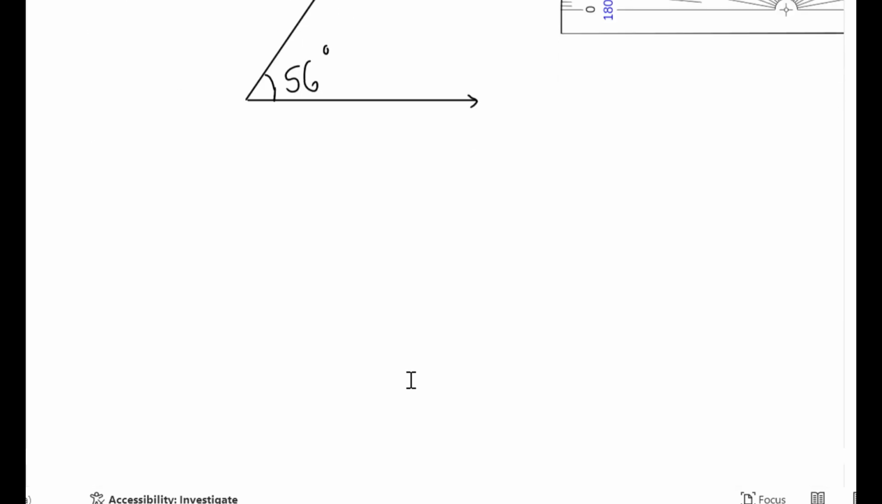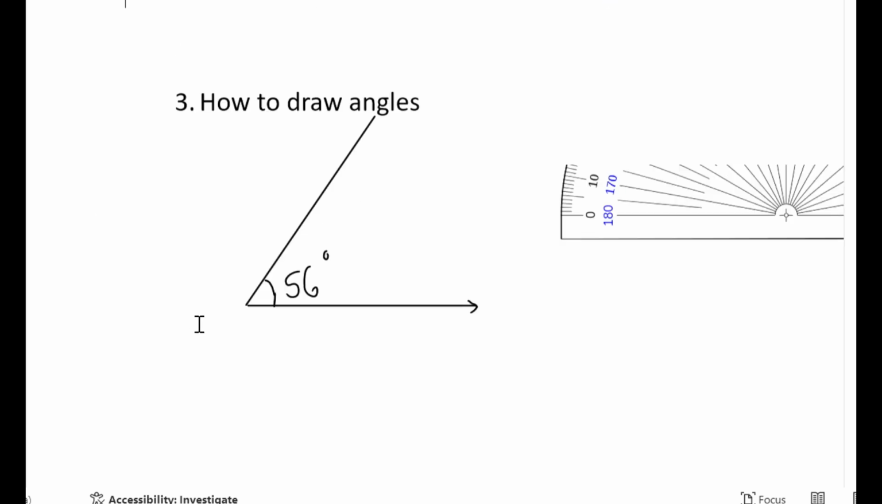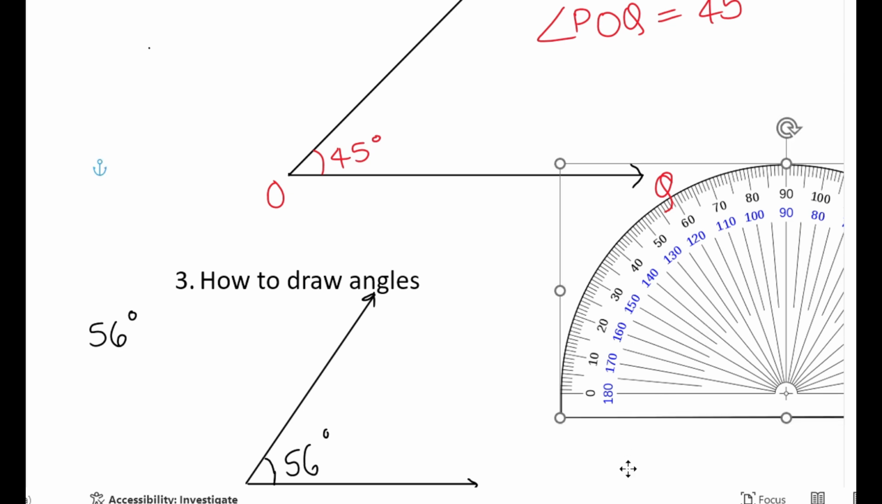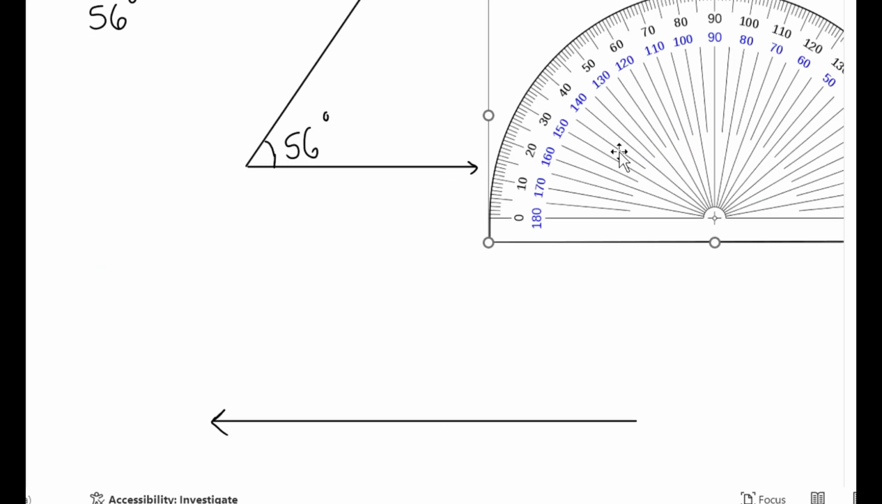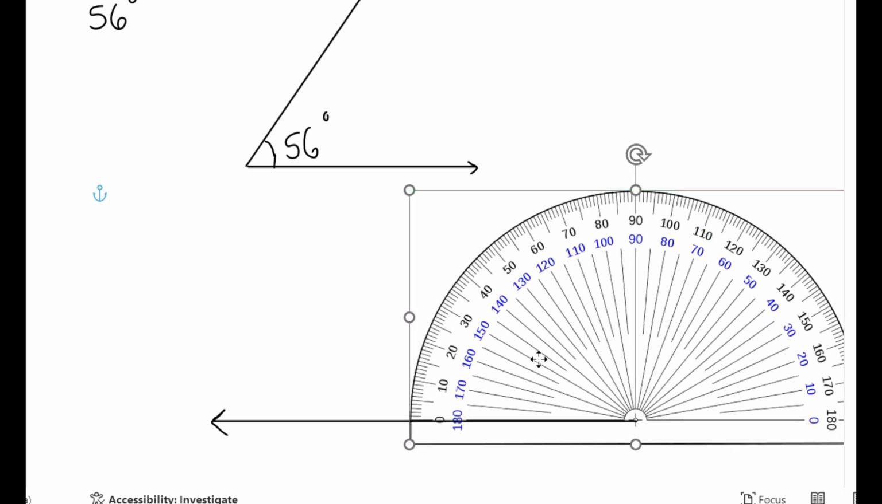Can we draw 56 degrees on the other side as well? Obviously you can draw it on the other side. Let's see how. Alright. First of all, let me make my base. This is my base. Alright. Now we'll bring in the protractor and align it with the line.